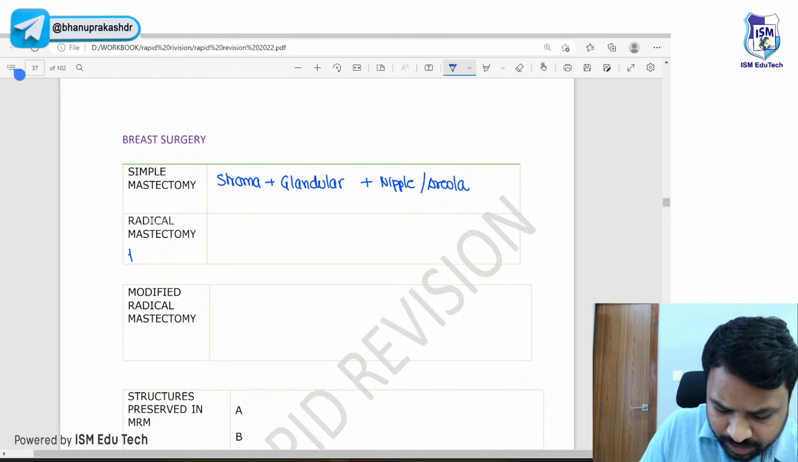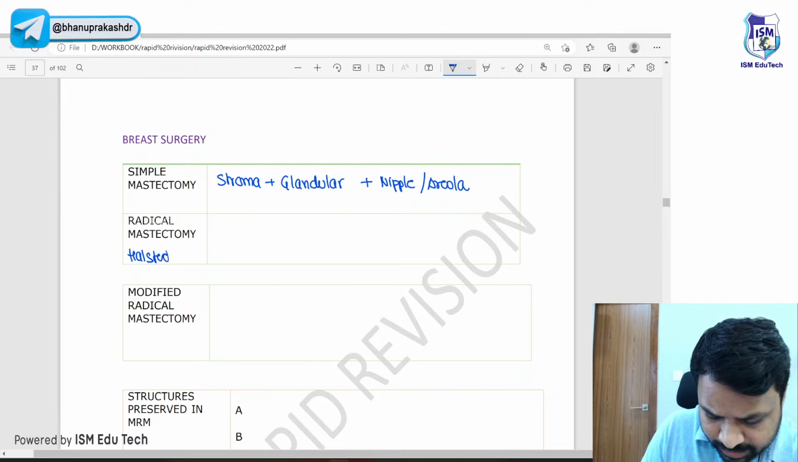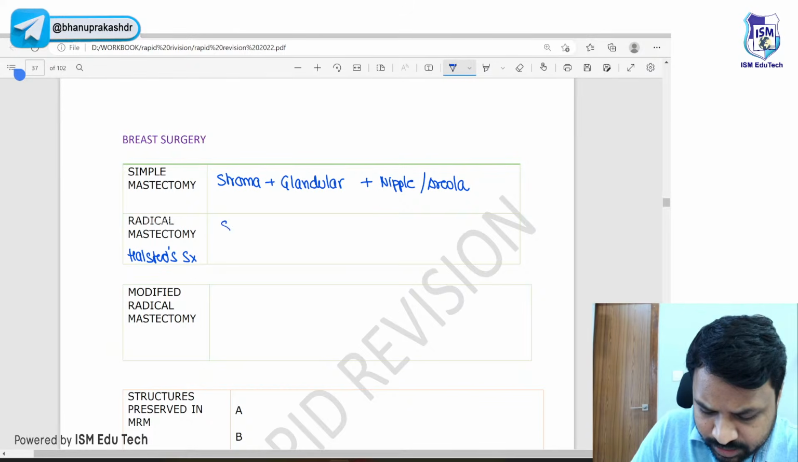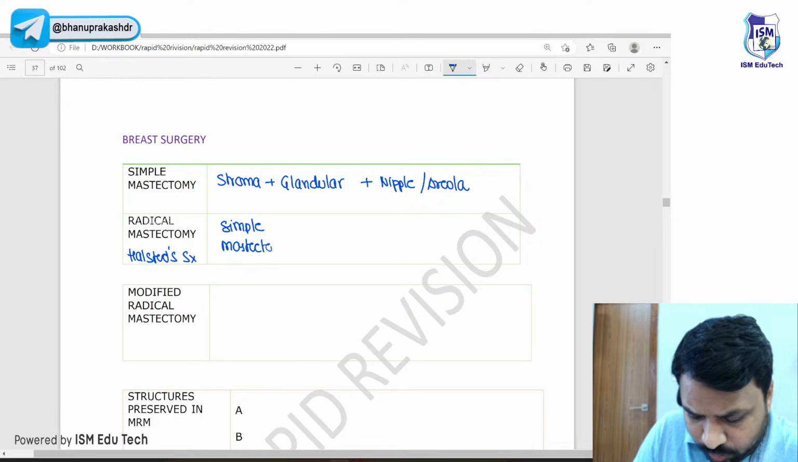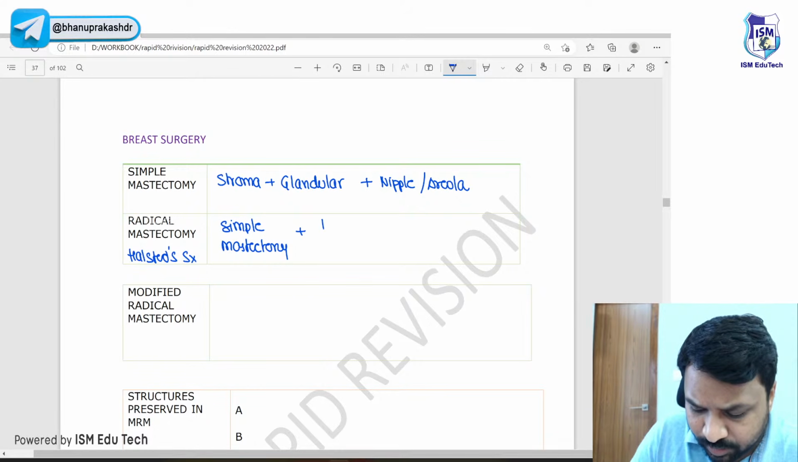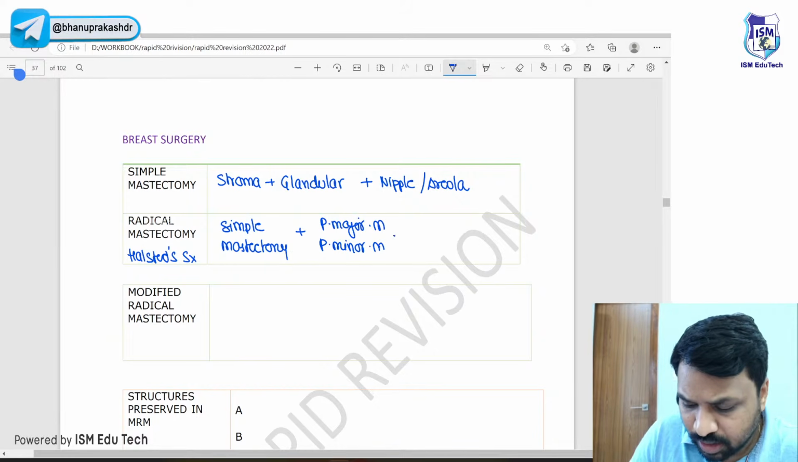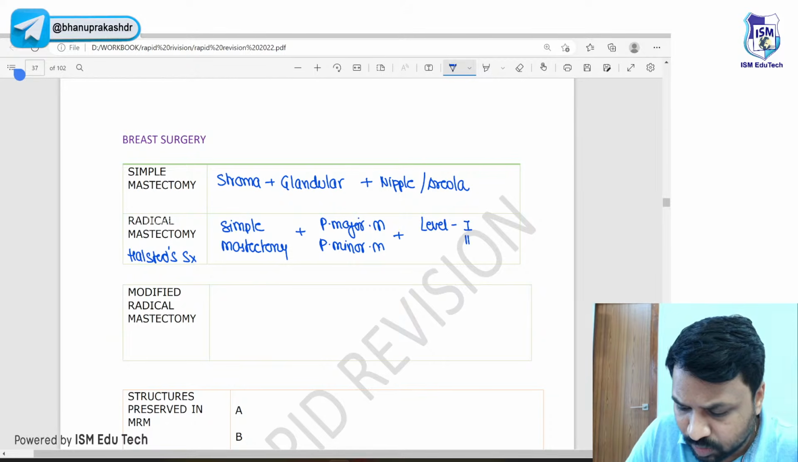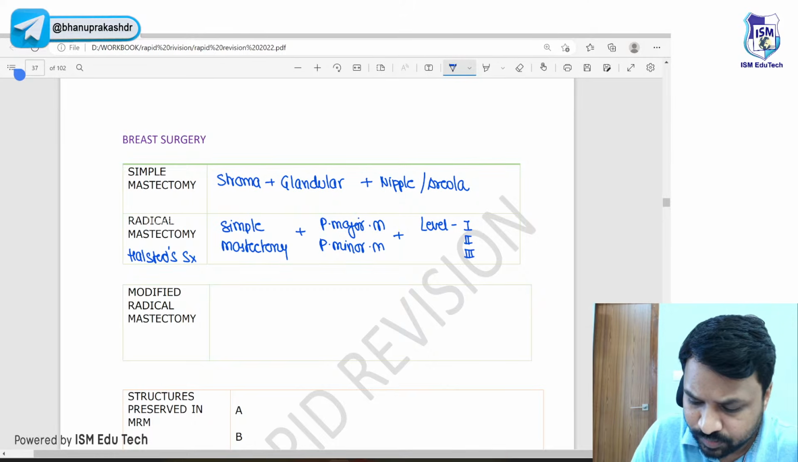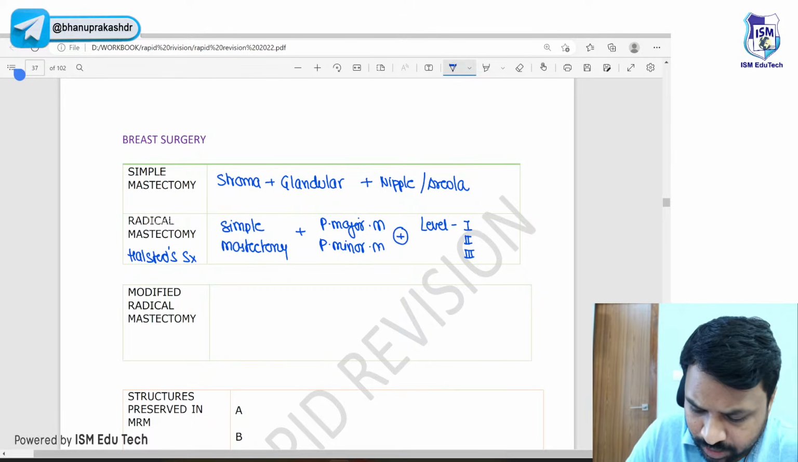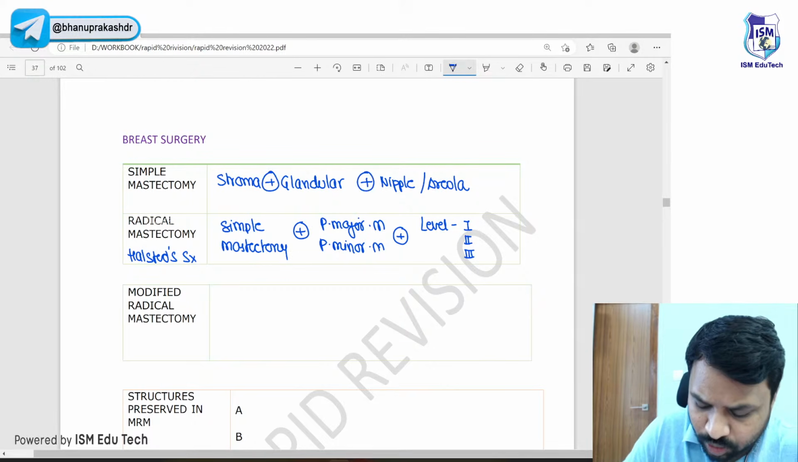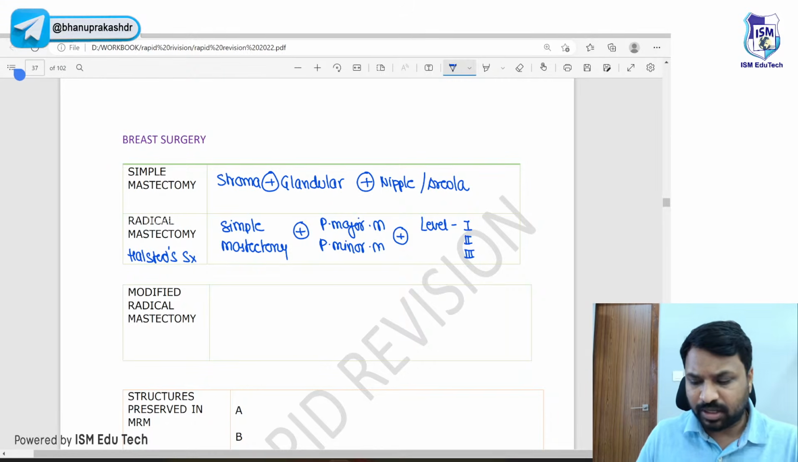The radical mastectomy is also called Halsted's surgery. In a Halsted surgery, I am going to perform a simple mastectomy. But along with simple mastectomy, I will remove the pectoralis major muscle. Along with that, I will also remove the pectoralis minor muscle. Along with that, I will remove level 1, level 2 and level 3 group of lymph nodes. That is a radical mastectomy.